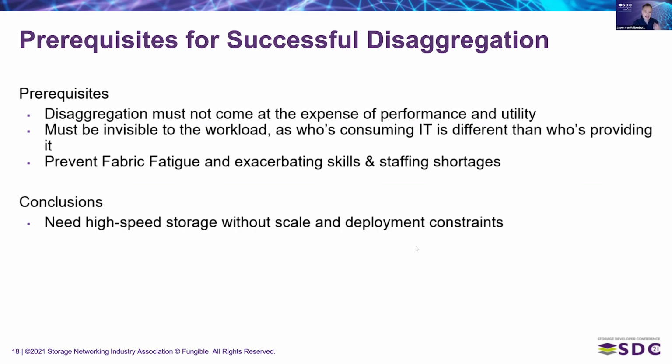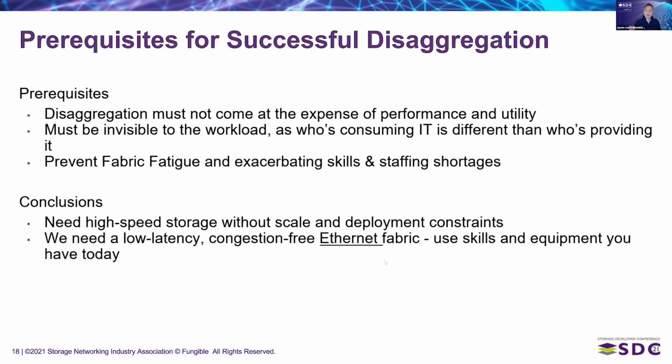So what this means is I need high-speed storage without scale and deployment constraints, right? So if I'm going to disaggregate, it's got to be fast, and I need to be able to continue to scale it and not take a hit on that. We need a low latency, congestion-free Ethernet fabric, right? So not a different kind of fabric. It's the fabric you already have, right? Use the equipment, the vendors, everything that you have today for your network, right? But the network needs to be low latency and congestion-free, and not all Ethernet networks have those characteristics in spades. And we'll talk a little bit about how we address that in a moment.